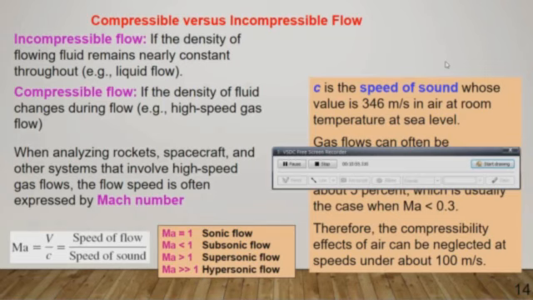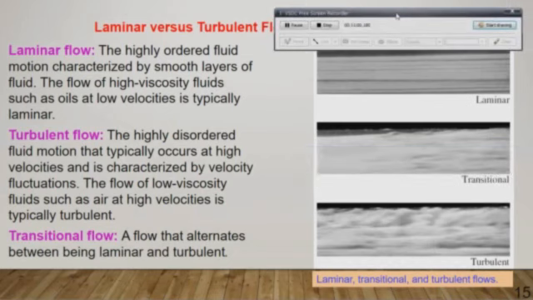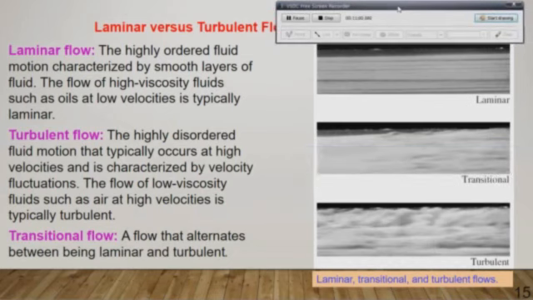Then next, the most common ones will be laminar and turbulent. Laminar is basically highly ordered fluid motion characterized by smooth layers of fluid. Basically a very smooth one, so we can see the line if we have a small inlet of dye surrounded by, for example, fresh water. We can see a very smooth line, one single line moving in almost the same horizontal line.